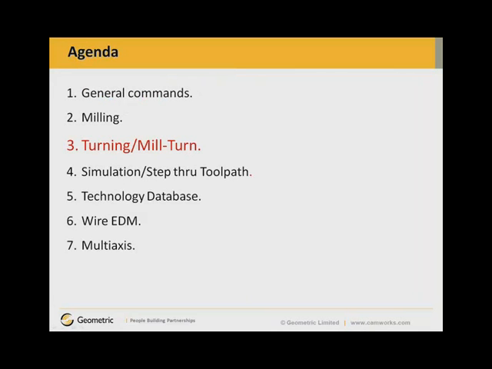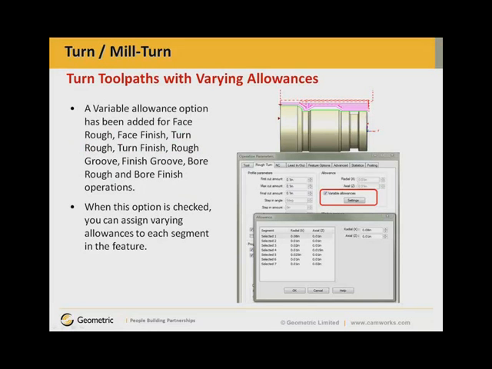Turning and mill turn. Turn toolpaths with varying allowances. This new enhancement will allow you to input different allowances for different segments of a turn feature.